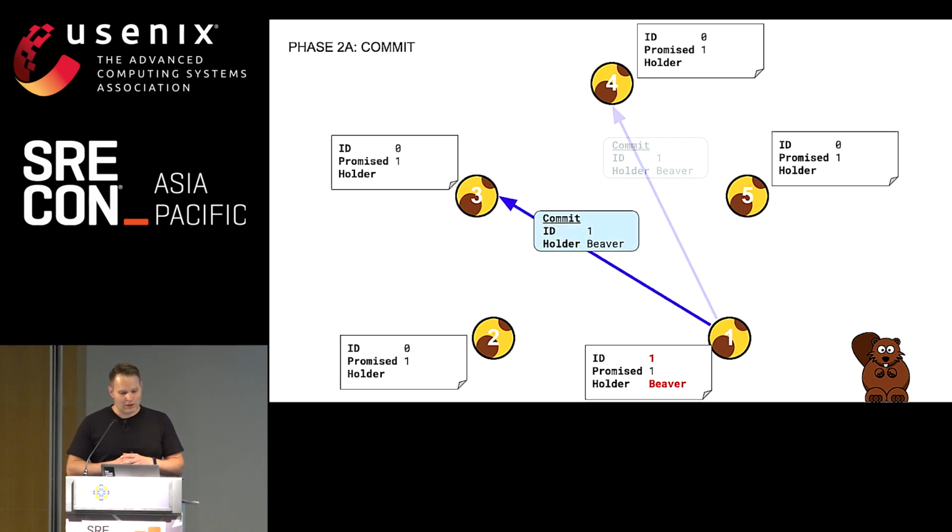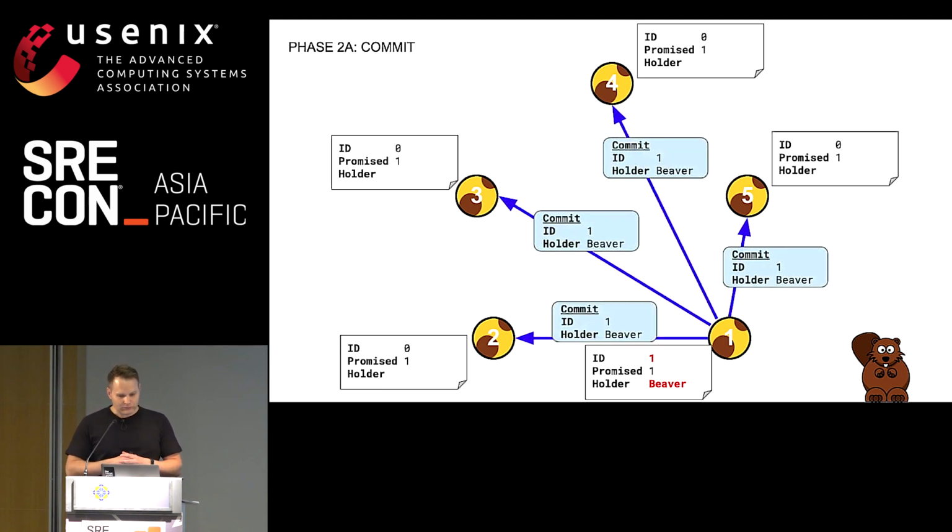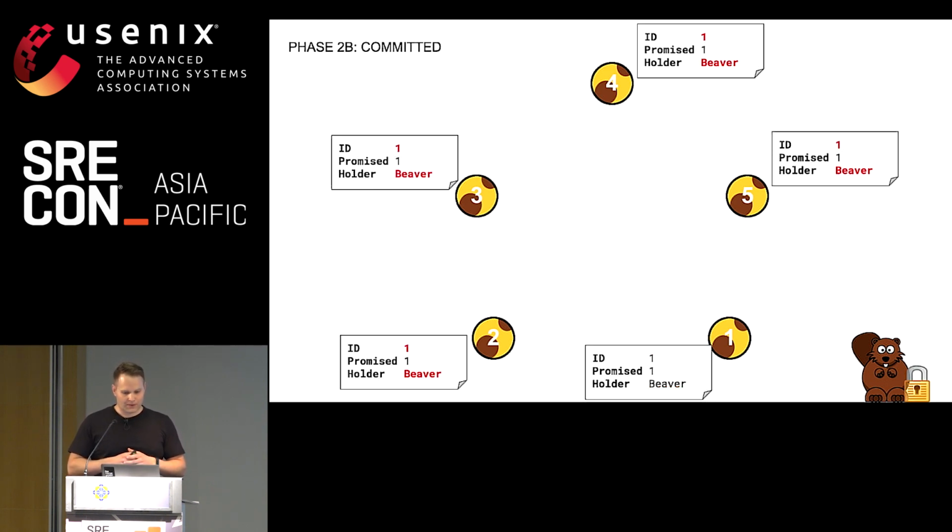Let's see what happens. A commit message is being sent out, and it contains the ID again. So telling everyone, please, you promised me that the run number 1 will be fine with you. Here is run number 1, and the value that I want you all to commit to is beaver. And this looks all good to everyone, because they promised number 1, and now number 1 comes in, they will accept the value. We have basically reached consensus here. We have a majority, 5 of 5 is the greatest majority that we can get. And everyone agrees that beaver should have the log.